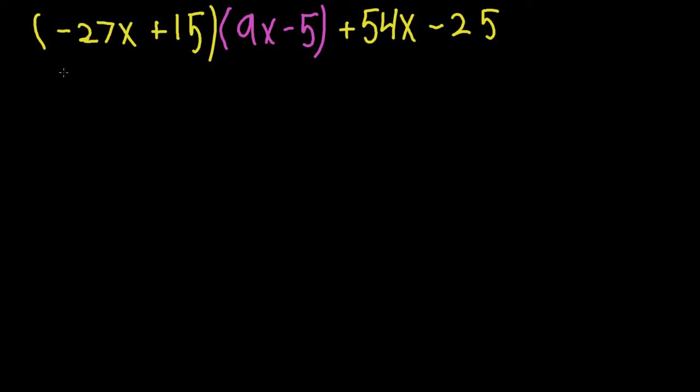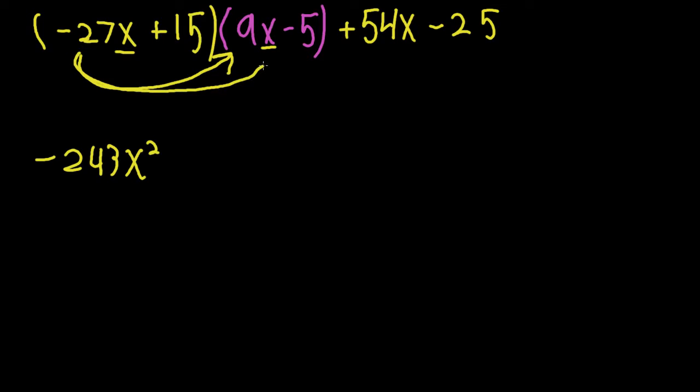Alright, from here I'm going to distribute again, so I have negative 27 times 9x. You can do this on a calculator and you will find that it is equal to negative 243x squared. X squared comes from this x times this x. Now I have negative 27 times negative 5. Punch that into a calculator and you'll get that it's equal to positive 135x.